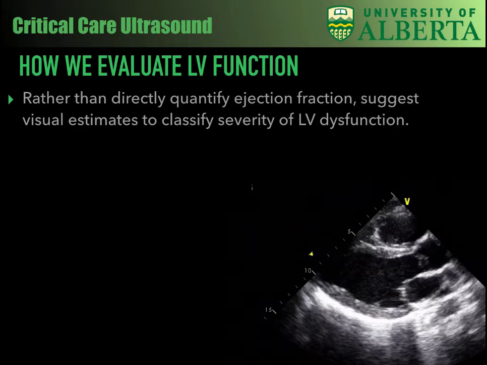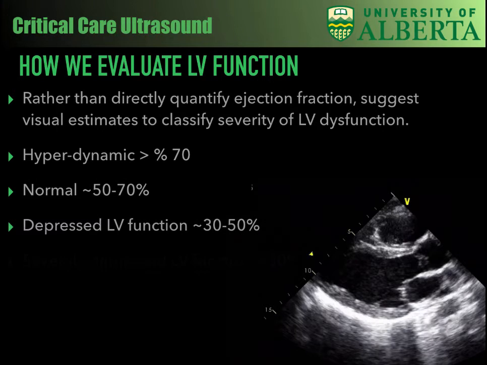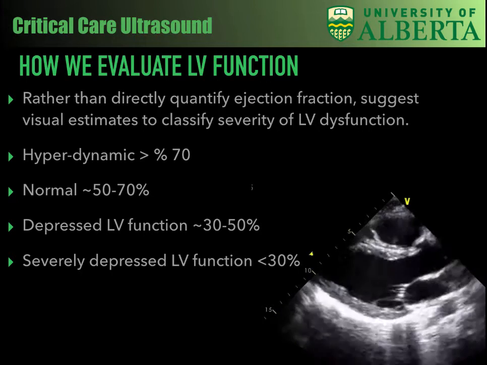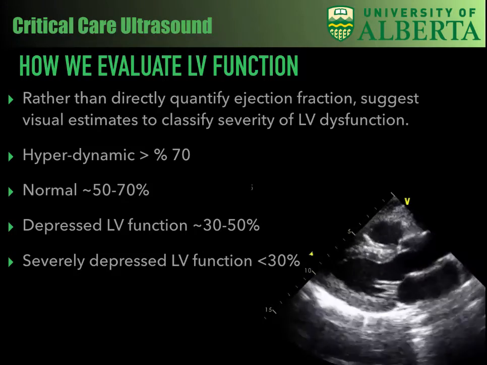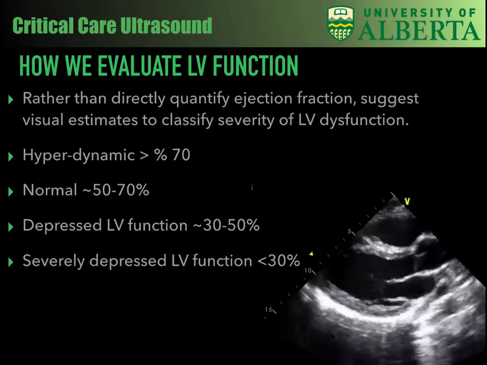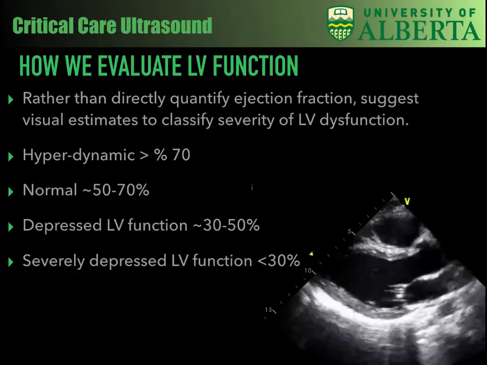So rather than directly quantify EF, from the point of care perspective, it suggests that really it be a visual estimate or visual categorization. And so the categories we really adhere to are, first of all, hyperdynamic, normal, depressed, or severely depressed. Because the reality is that it's important to really just have a gross idea of what the LV function is doing and have that integrated into the clinical picture.